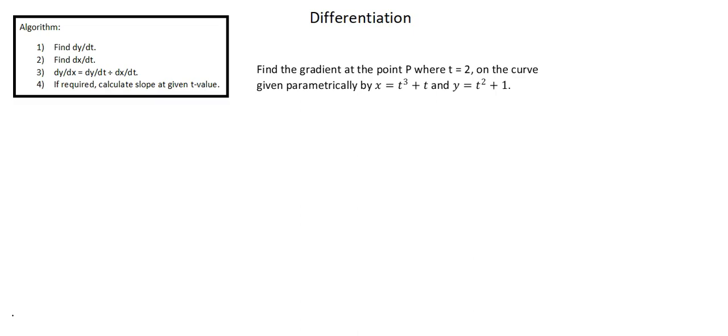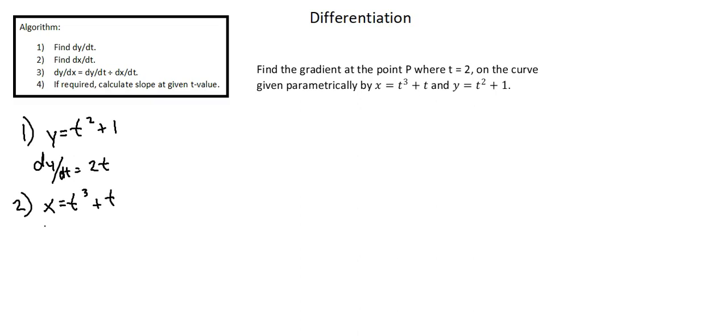Step 1, find the derivative of y with respect to t. Our y equation, y equals t squared plus 1. The derivative of y with respect to t is 2t. Step 2, find the derivative of x with respect to t. Our x equation, x equals t to the power of 3 plus t, and the derivative of x with respect to t is 3t squared plus 1.